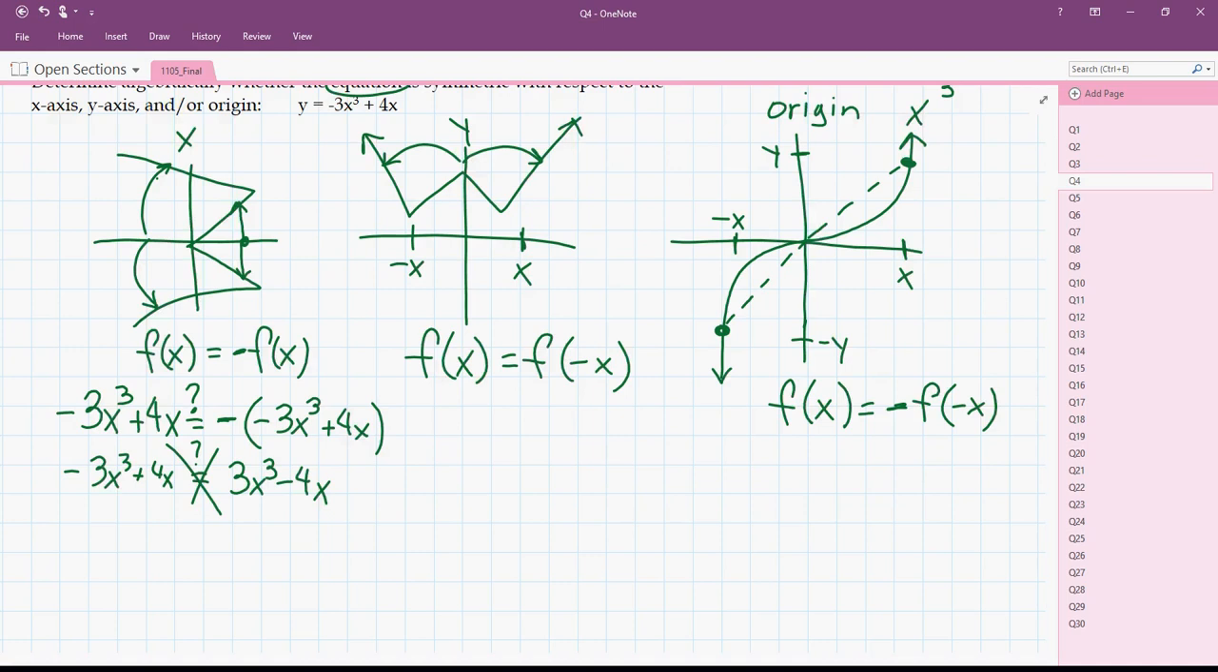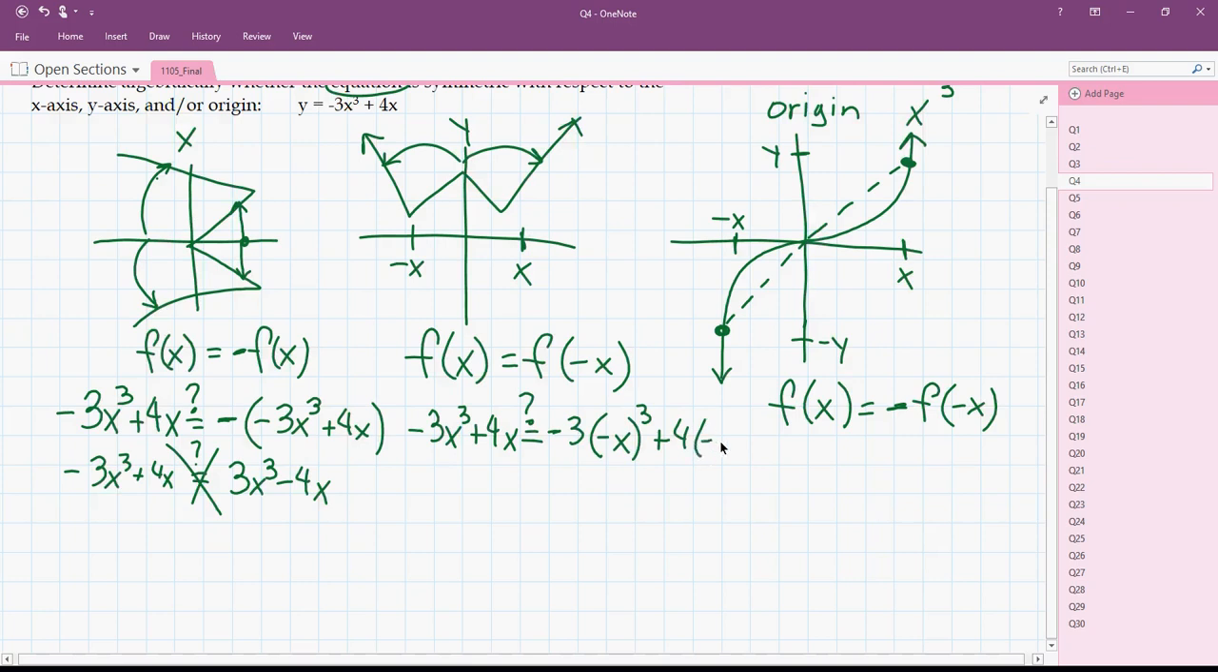No, y-axis symmetry. So we have negative 3x cubed plus 4x. And then question mark, is that equal to f of negative x? And what this symbol means is that everywhere you see an x, replace it with a negative x. So negative 3 times negative x cubed plus 4 times negative x.